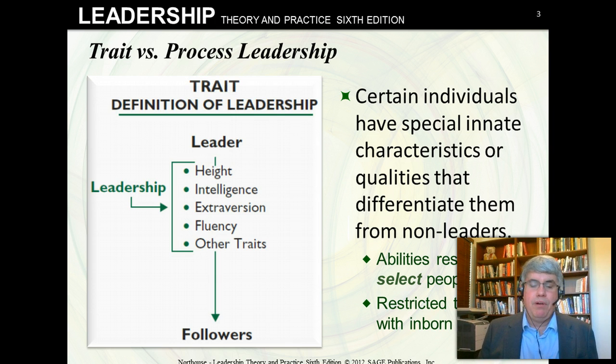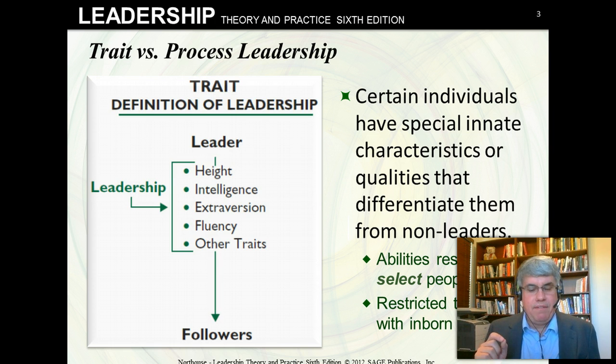So what do we mean by the trait approach to leadership? The trait definition of leadership is that certain individuals have special innate characteristics or qualities that differentiate them from non-leaders. For example, we know that if a person is taller than average, more intelligent than average, more extroverted than average, is very fluent, and there's a few other traits, that person is more likely to influence other people.